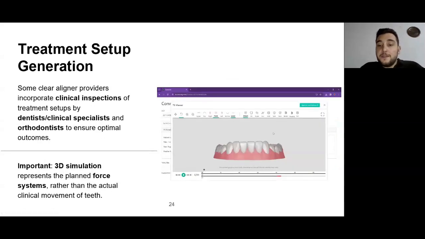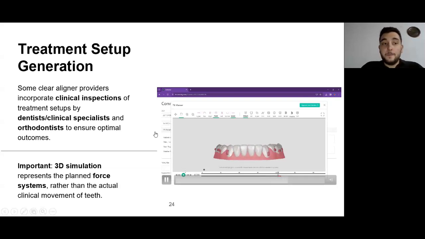What you see in the video here is a typical simulation of movement for the lower arch. Here we're attempting to do lower anterior intrusion. So this is the view that you're going to see. It's going to vary from software to software, but in essence, this is what I mean when I say that every number that is changing in the lower bar over here is going to be an aligner tray that the patient wears for 1 full week.